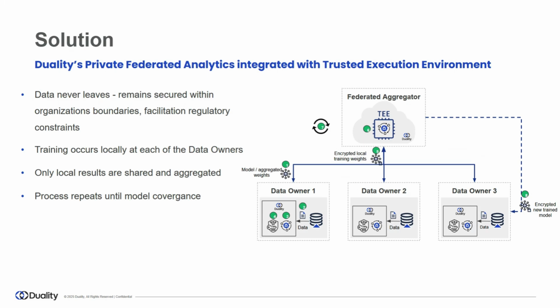With our solution, training occurs locally at each institution's site. Instead of sharing raw data, only the locally computed model updates are exchanged and aggregated. This iterative process continues until the model converges, ultimately delivering the final trained model to the intended recipient.